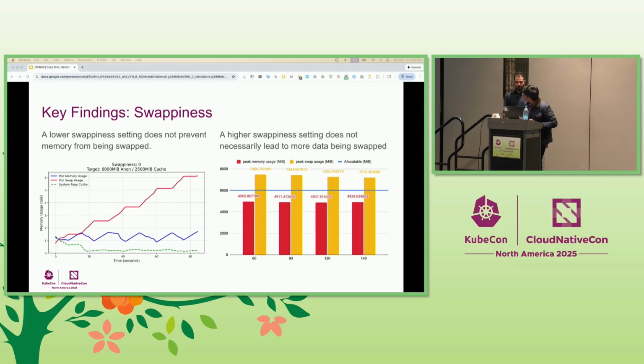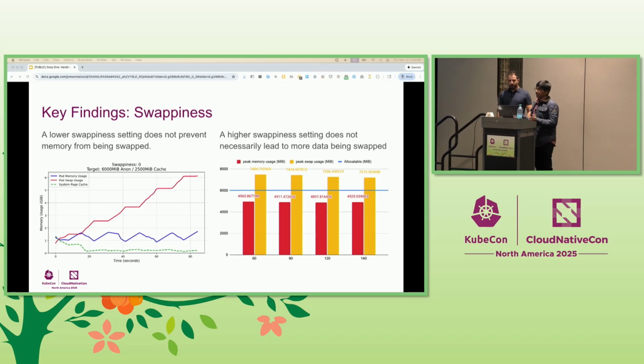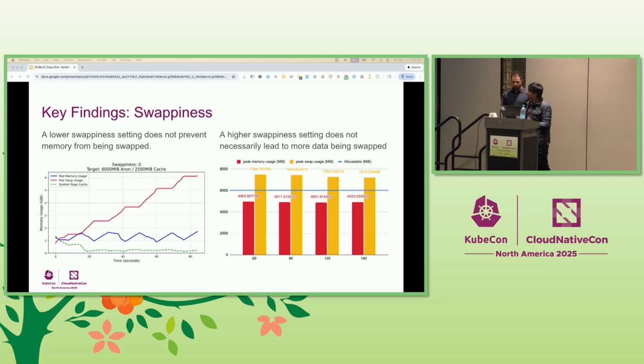Another one is, does a higher swappiness setting mean more data will be swapped? Not really. It depends on the memory pressure on the node. If it cannot be contained just by dropping the cache, reclaim will pick swap up to the limits that you configured.